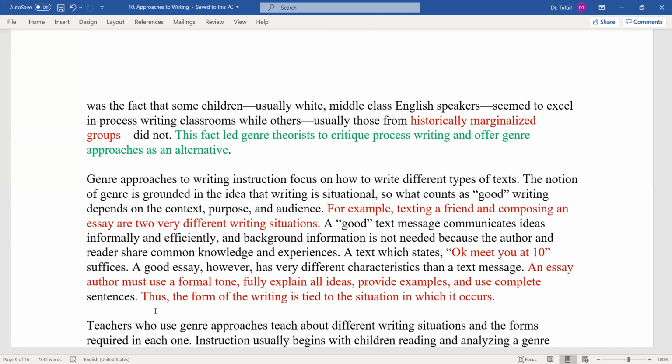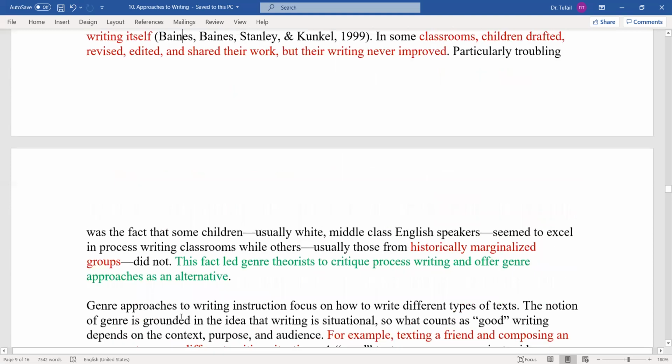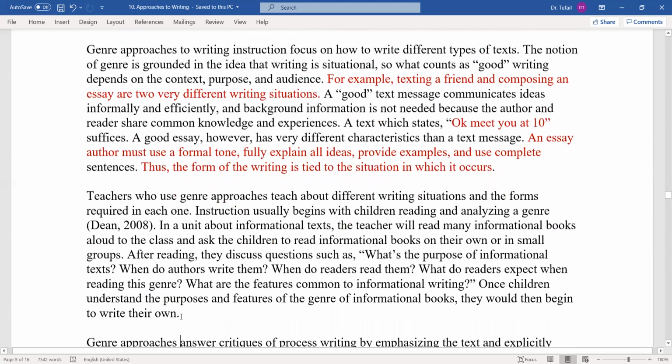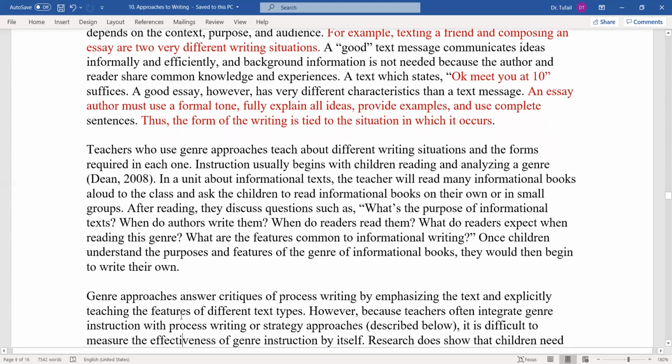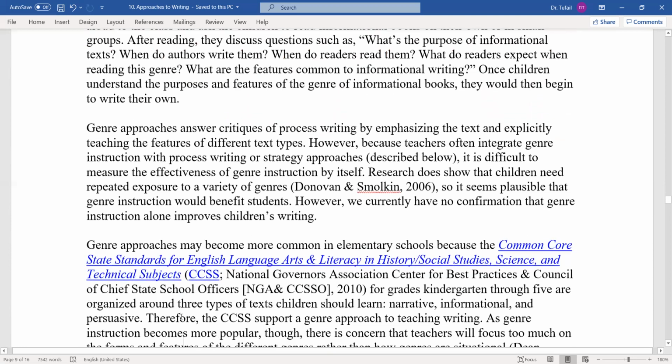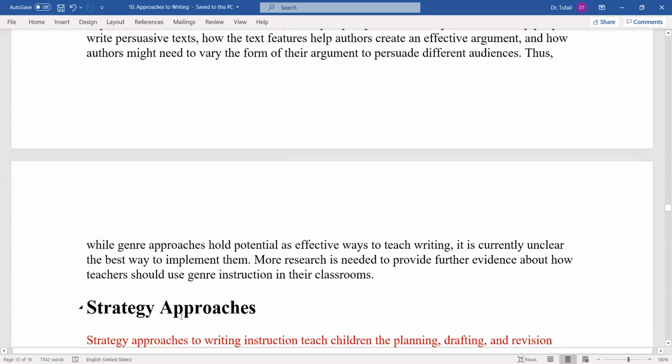Okay, you need a formal tone. You have to fully explain all ideas, provide examples, and use complete sentences. So the form of writing is tied to the situations in which it occurs. So this genre writing is going to talk about how every writing should have certain situations. Okay, it must occur in a certain situation. So we teach students the specific situations in which it occurs, and they should be helped to move according to this.